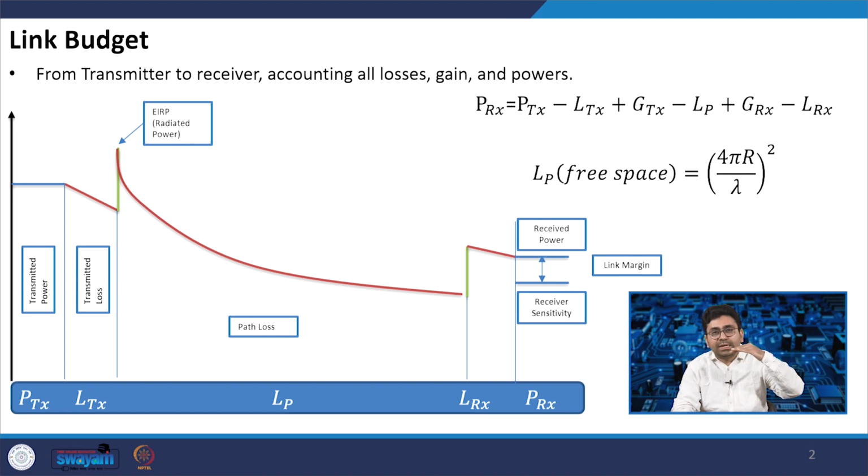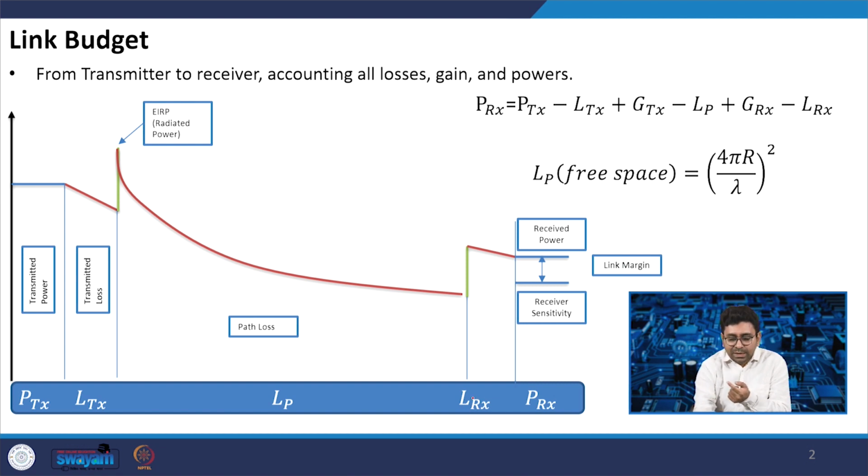Once that is radiating, that power is called the EIRP, effective isotropic radiated power. This radiated power will radiate in the air. Once it radiates in the air, it will have a path loss. With different distances, the signal will be attenuated, and it will come across different paths, and again it will come to the receiver antenna.